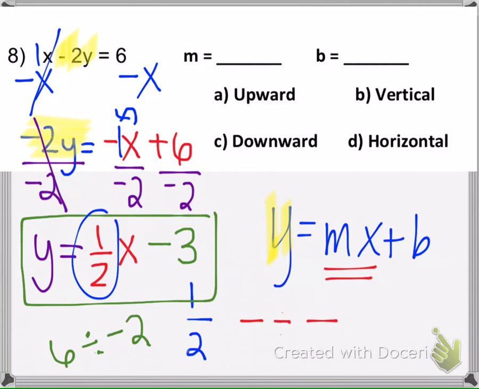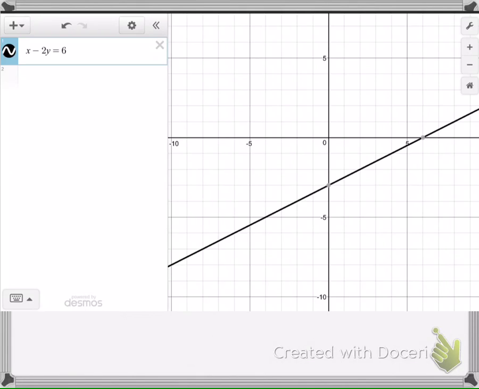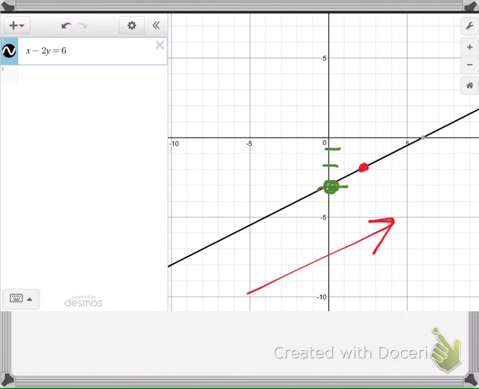So we have the slope is 1/2. It crosses the y-axis at 0, -3. Since the slope is positive here, the graph will go up from left to right. So if we look here, it crosses down here at -3, and it's going up like it should because it's positive. And then if I pick 2 points, the rise is 1 and the run is 2. So it is correct, it matches.